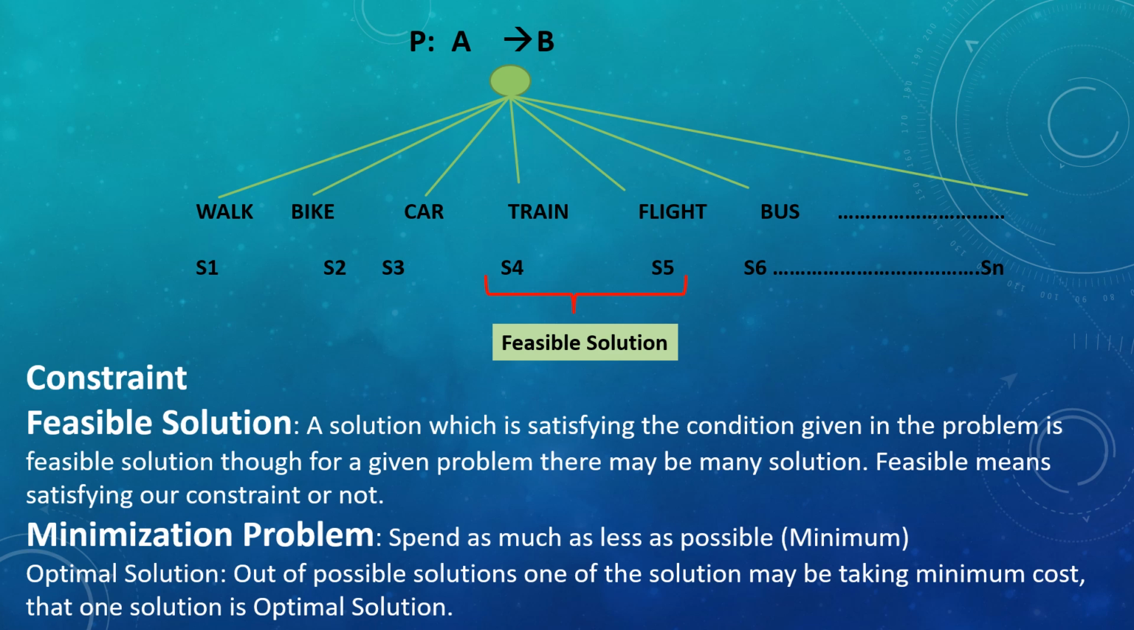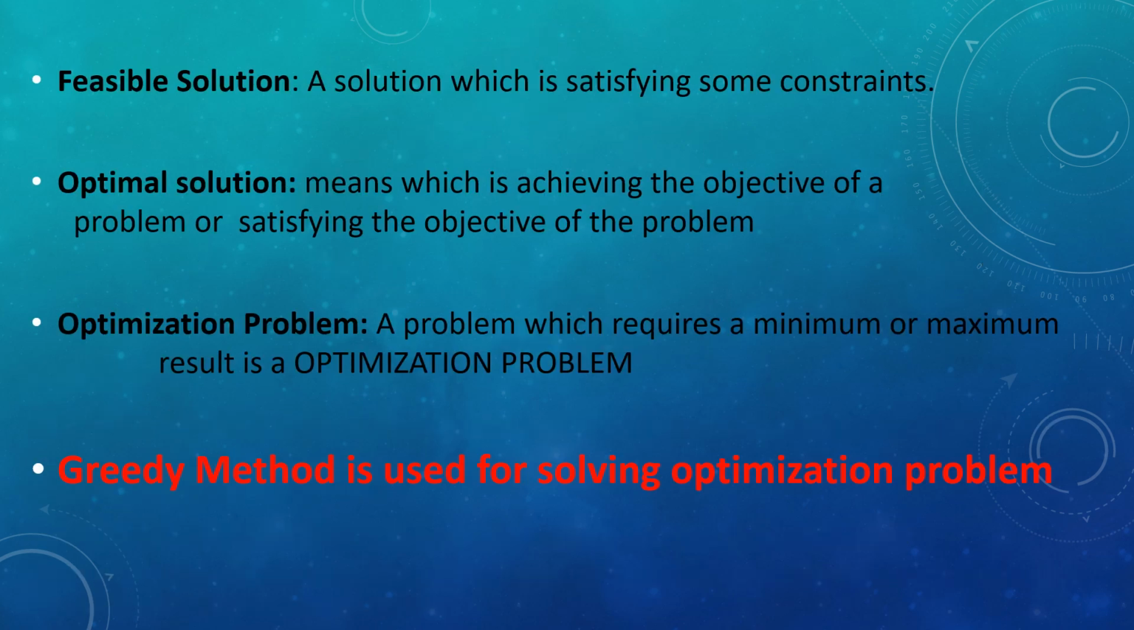So I want to cover this journey at a minimum cost. I want to spend as little as possible. Then it becomes a minimization problem. So our problem demands our result should be minimum. Then it is a minimization problem. Out of feasible solutions, one of the solutions may be taking the minimal cost. That is the optimal solution.